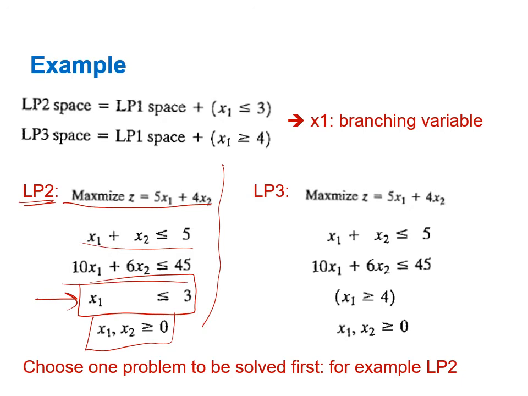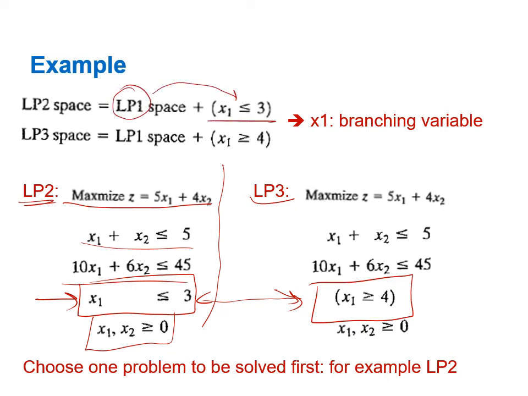And also we need to consider the other case where we include to the original model this x1 greater than or equal to 4. Okay, so these are the two constraints that we included to the original model. Original model is LP1. To this LP1, when we include this constraint, we obtain LP2. To the original model, when I include this constraint, I obtain LP3. And why is this less than or equal to 3 and greater than or equal to 4?